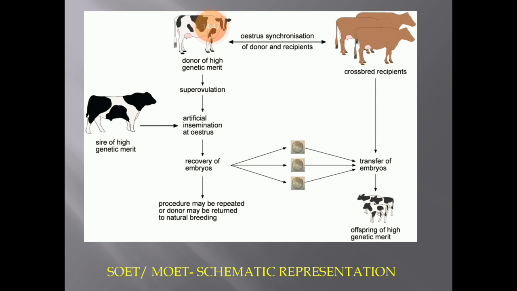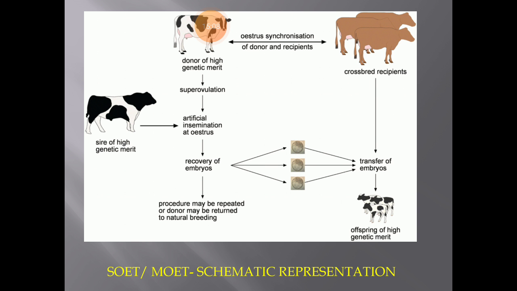This picture gives the schematic representation of the SOET or MOET. You can see a sire of high genetic merit. This is the bull. It has so many virtues, so many positive qualities. You would like to have more progeny out of the sperms produced by this bull.